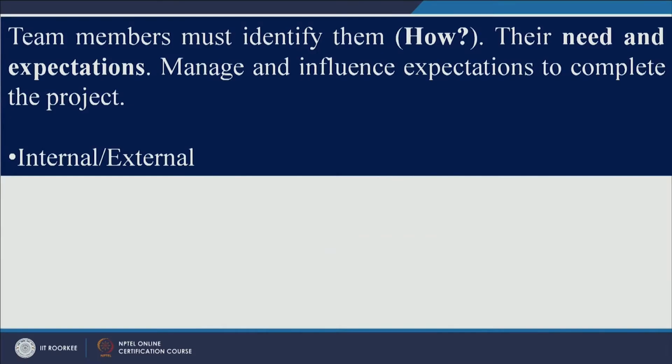In a project, what happens? The project manager is a stakeholder, team members are stakeholders, the family members of the project team, they are also stakeholders, right. So, you need to identify stakeholders properly. You can have different types of stakeholders. You can have internal and external stakeholders.